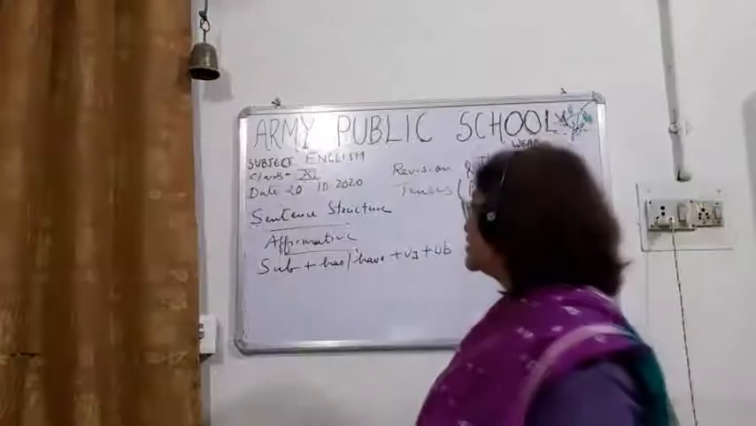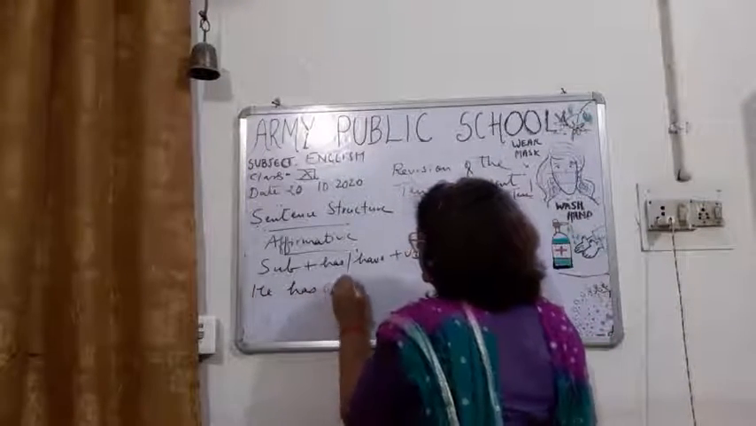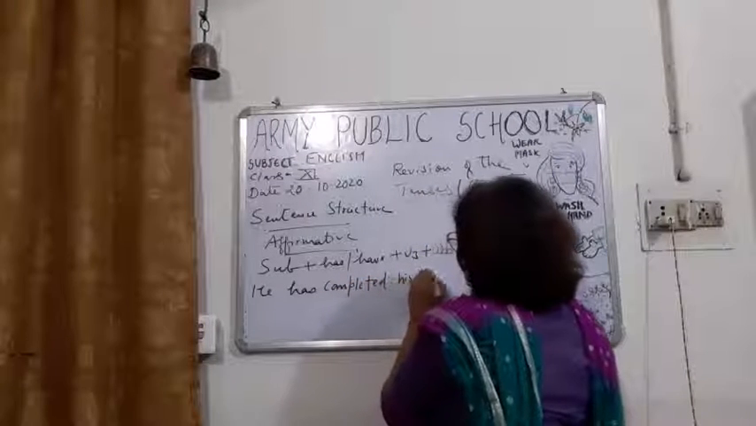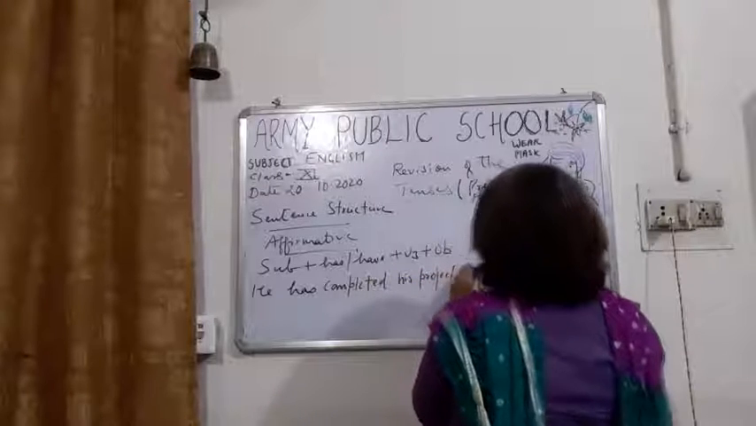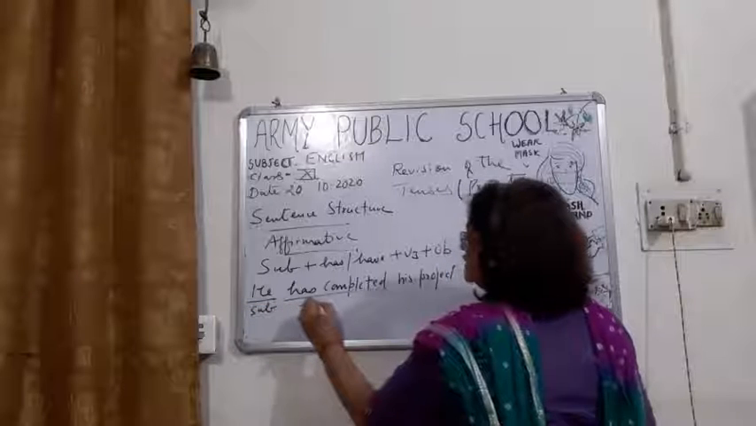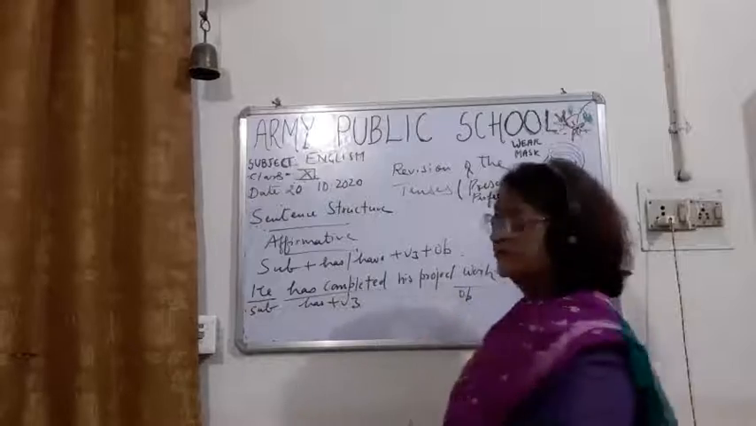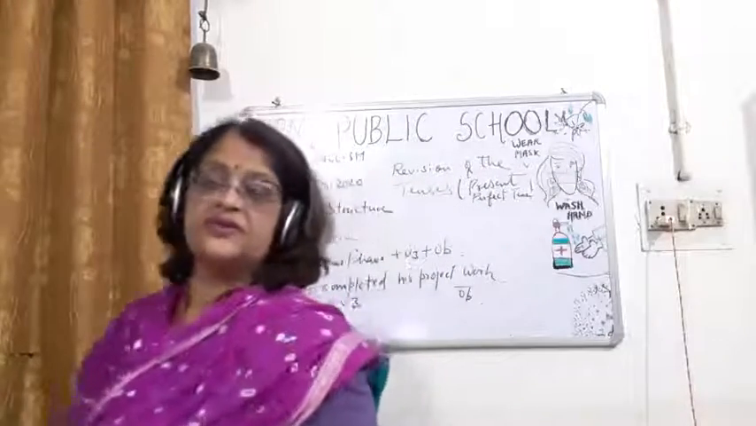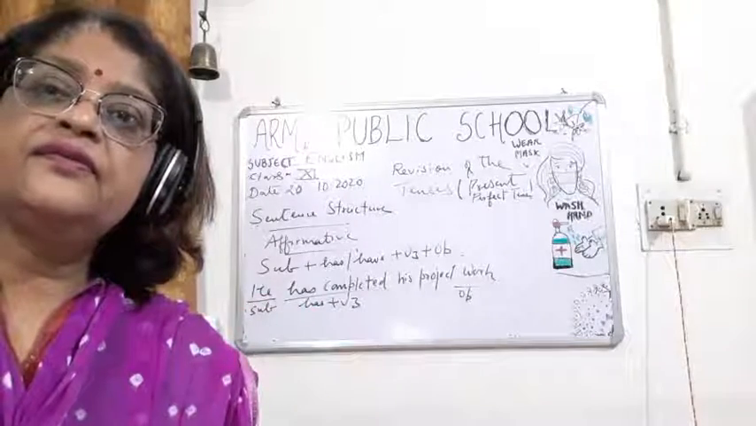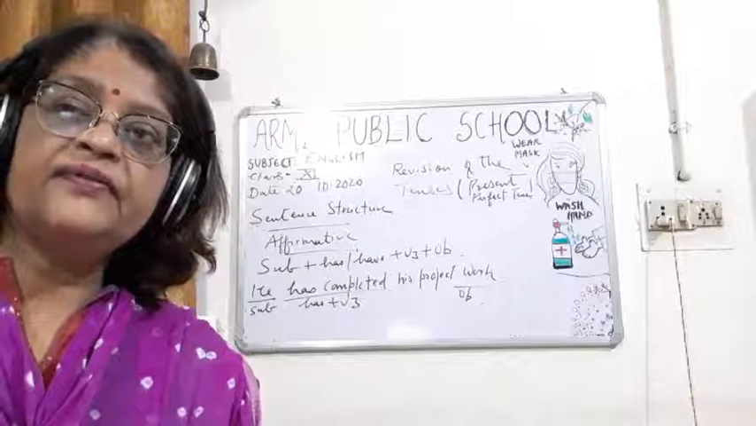Now let's start with an example. He has completed his project work. Now you can see, children, has completed. He is the subject, has plus V3, and this is the object. Okay, so this is one of the examples. So you can see which verb form I have been using here, children, the third form of the verb.